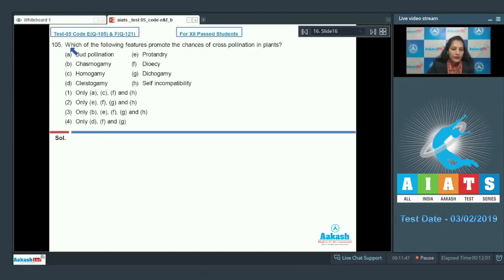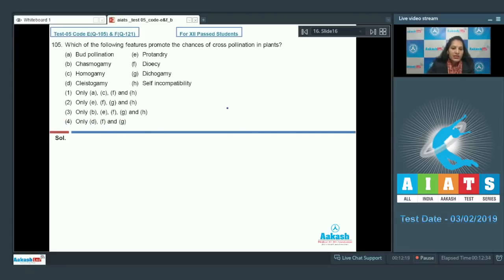Question number 105. Which of the following features promote the chances of cross-pollination in plants? A. Bud pollination. B. Chasmogamy. C. Homogamy. D. Cleistogamy. E. Protandry. F. Dioecy. G. Dichogamy. H. Self-incompatibility. First option only A, C, F and H. Second only E, F, G and H. Third only B, E, F, G and H. Fourth only D, F and G.